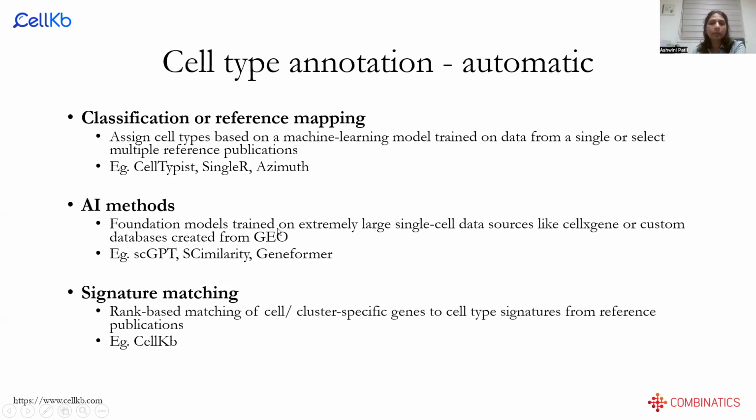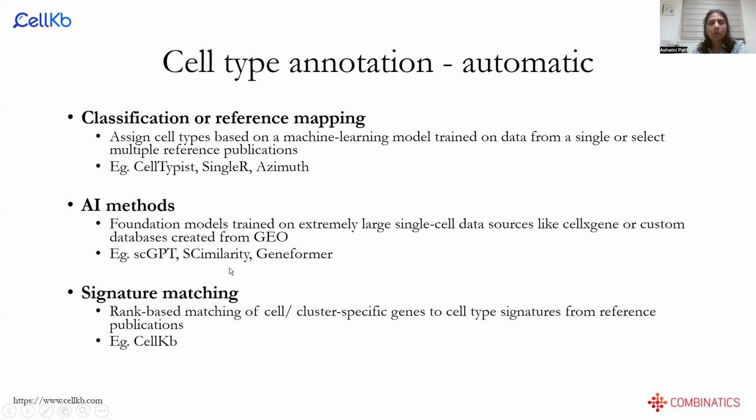And these are models that have been trained on massive single cell data sources like CELLxGENE, and also custom databases which users create by integrating a large number of data sets from GEO, for example. Some of the commonly used methods are scGPT, scSimilarity, Geneformer. All these run in Python. So you need to actually install them and install several libraries to run them. And you also need access to a GPU because it doesn't work on a normal laptop or a local machine. So you need a GPU processing unit.